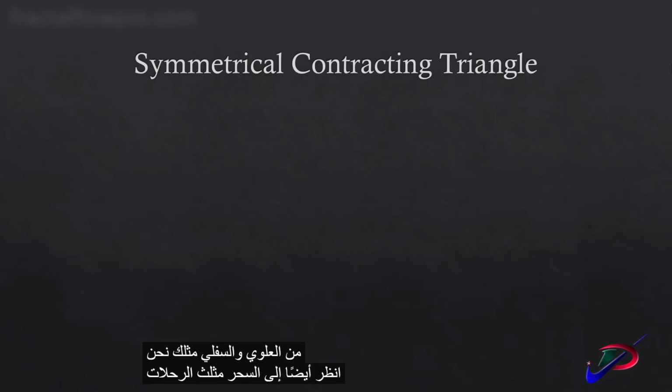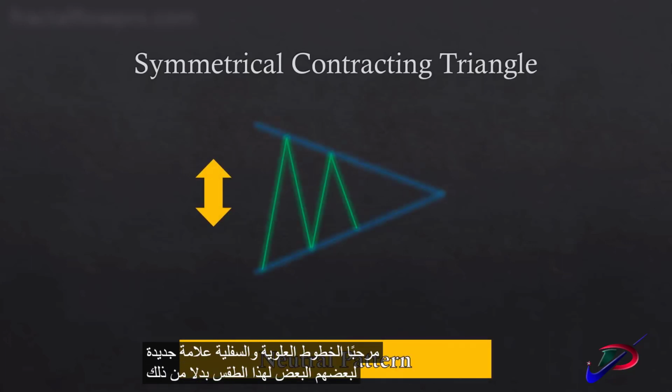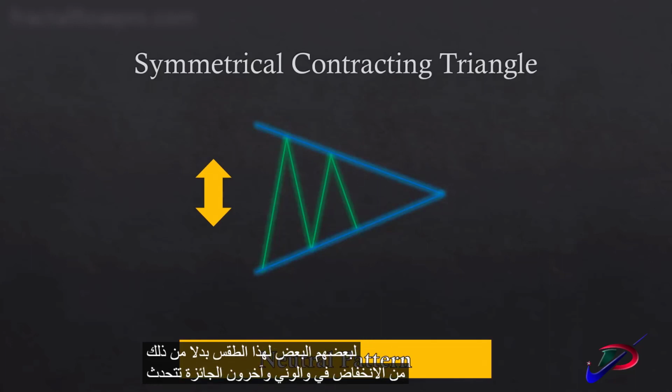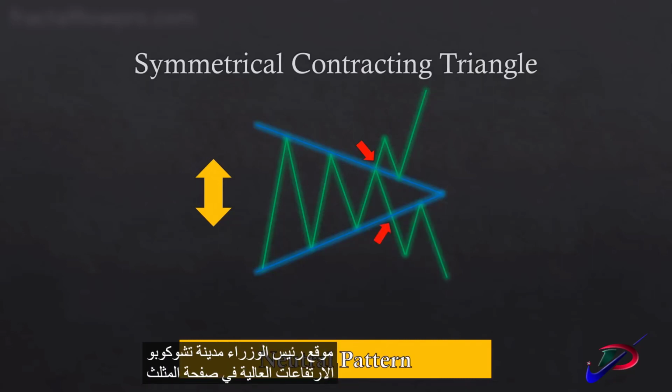Beginning with the symmetrical contracting triangle, we have upper and lower lines that converge to each other, so this pattern implies a decrease in volatility. If price breaks to the upside, the stop should be below the lowest low in the triangle or in a confirmed demand zone. And if price breaks to the downside, the stop should be above the highest high in the triangle or in a confirmed supply zone.